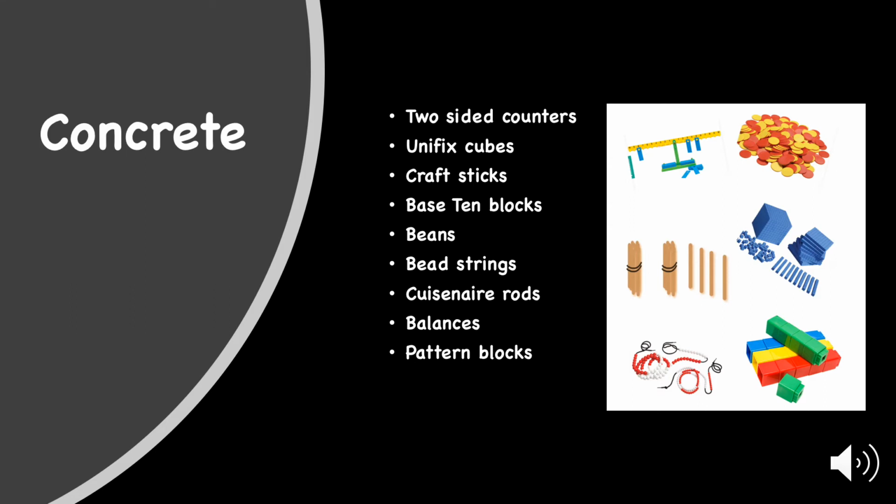The first aspect of the CSA model is the concrete, referring to concrete manipulatives or tools. Students need many experiences modeling a new mathematical concept. There is an abundance of tools or manipulatives that can be used at the concrete stage, such as two-sided counters, Unifix cubes, craft sticks, base 10 blocks, beans, bead strings, Cuisenaire rods, balances, and pattern blocks, just to name a few.